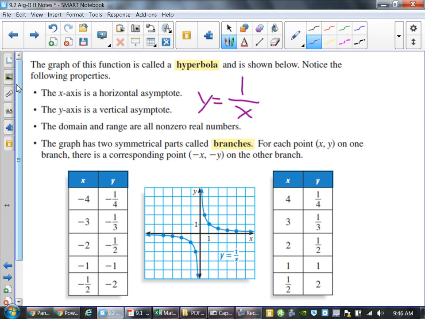As things start to get larger and larger, 100, 1 million, 1 gazillion, 1 quintillion, and so on, it's getting closer and closer and closer to 0. But will it ever reach 0? No. So you also have this horizontal asymptote at y equals 0, as well as a vertical asymptote at x equals 0.